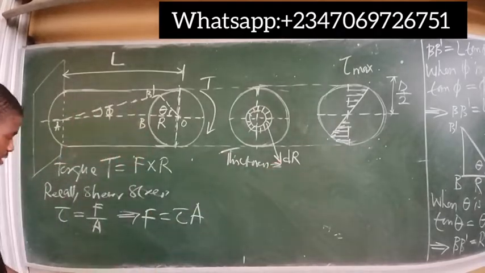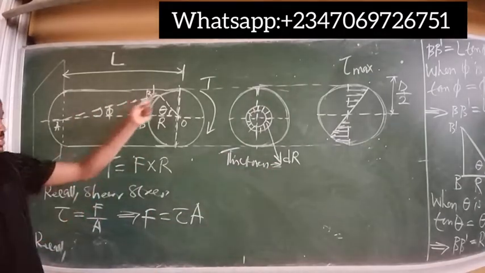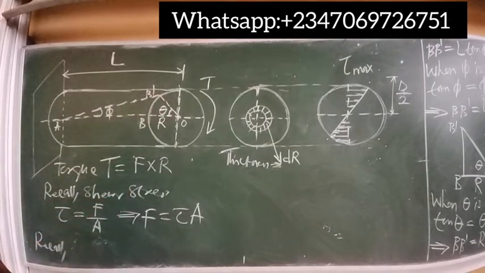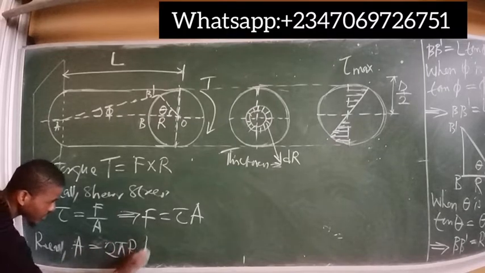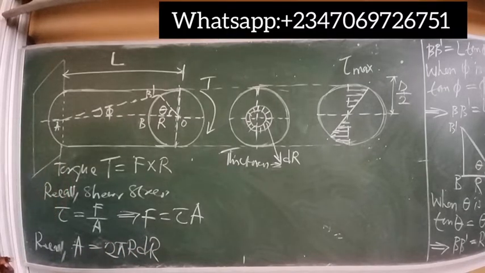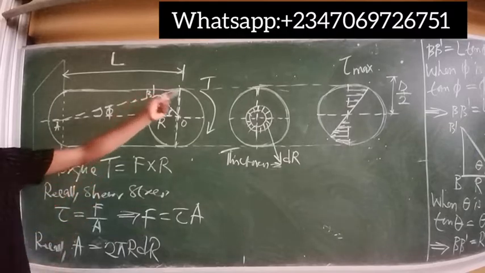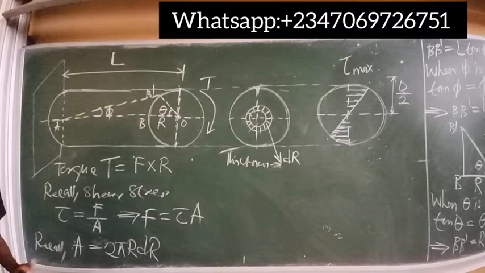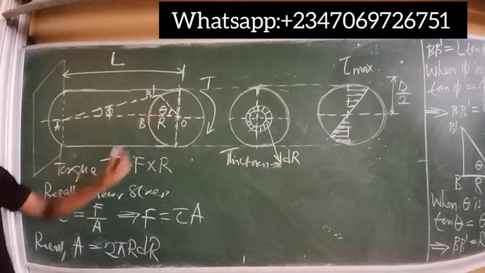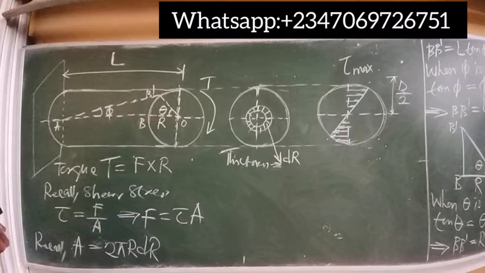Now, what is the area? Considering the surface, the area is simply 2 pi r dr. Of course, this is the area of this portion, where dr is the given thickness of the material or thickness of the surface we are considering. So we are considering an elemental portion, a very small portion of thickness dr. So this becomes the area.